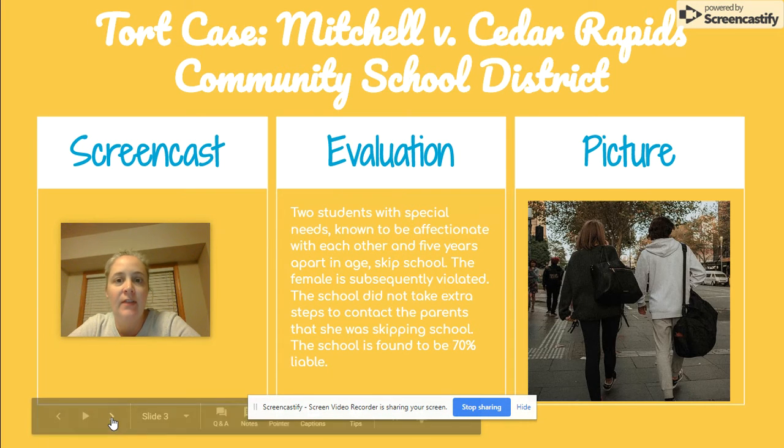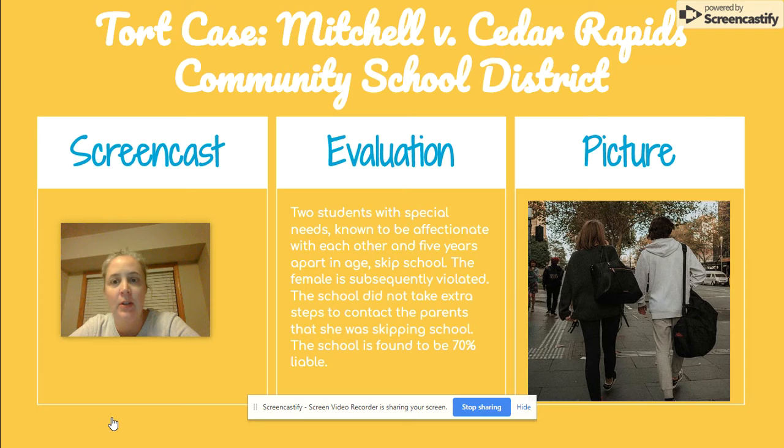So the first case that I found was Mitchell versus Cedar Rapids Community School District. There were two teenage students, one who was a 14-year-old girl and one who was a 19-year-old boy. In the school classroom, they were very affectionate towards each other, and the teacher was aware and had conversations with them about needing to be safe, but hadn't taken any precautions to discuss with the parents. They were 5 years apart in age. Both of them also had special needs. They decided together to skip school.